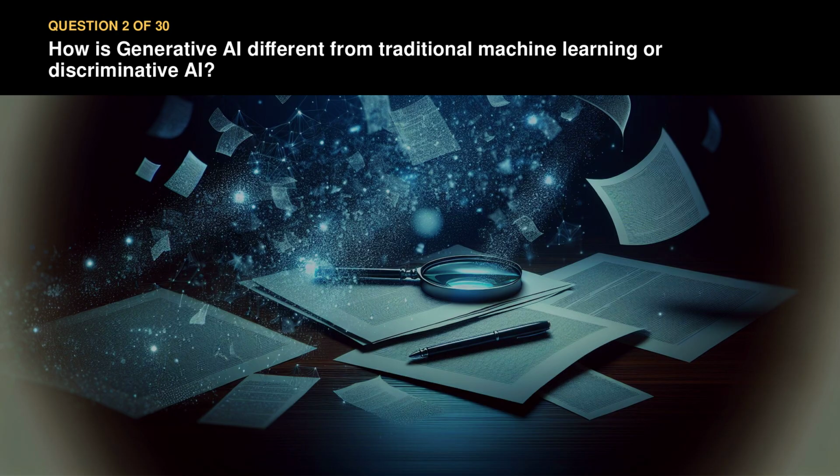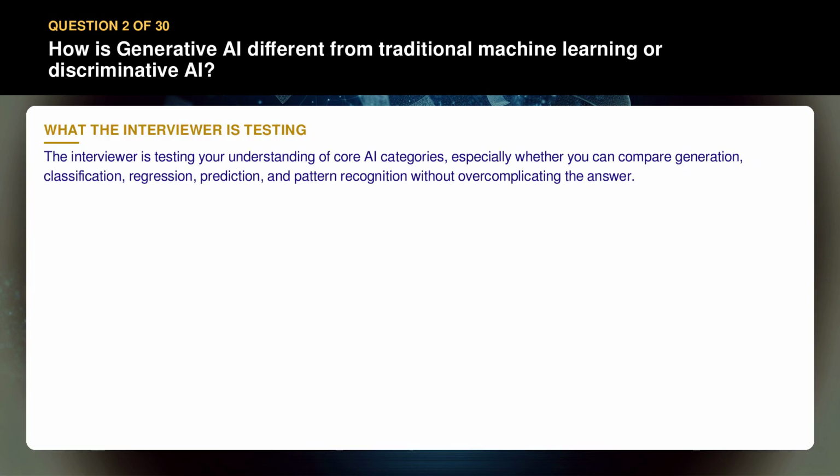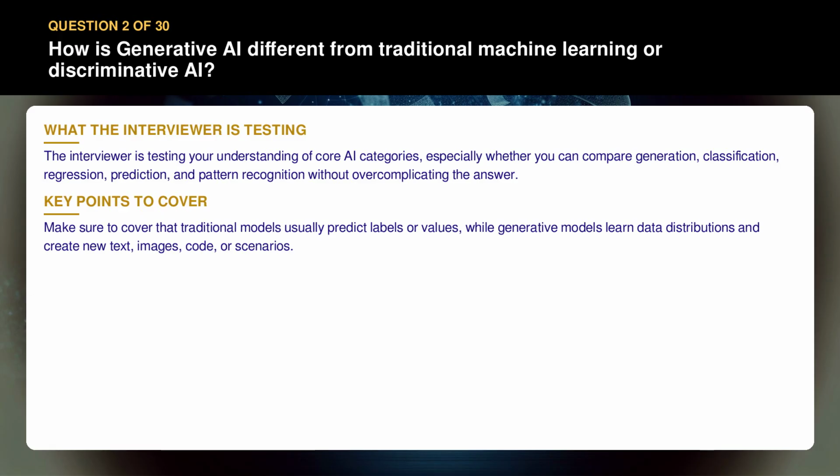Question 2. How is generative AI different from traditional machine learning or discriminative AI? The interviewer is testing your understanding of core AI categories, especially whether you can compare generation, classification, regression, prediction, and pattern recognition without overcomplicating the answer. Make sure to cover that traditional models usually predict labels or values, while generative models learn data distributions and create new text, images, code, or scenarios.